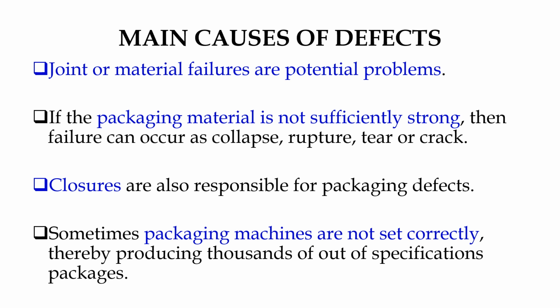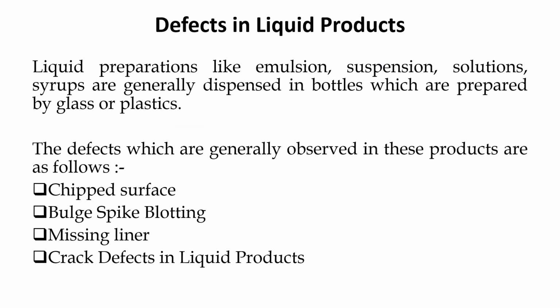If it does not carry sufficient strength, or the closures are also responsible for packaging defects. If the closure quality is not up to standard, then closure failure can occur, or sometimes the packaging materials are not correctly set up, thereby producing thousands of out-of-specification packages. If the packaging material is not of standard quality, or even the closure, the primary packaging or secondary packaging is not up to expectations or is out of specification, then again it is the main cause for the defects.